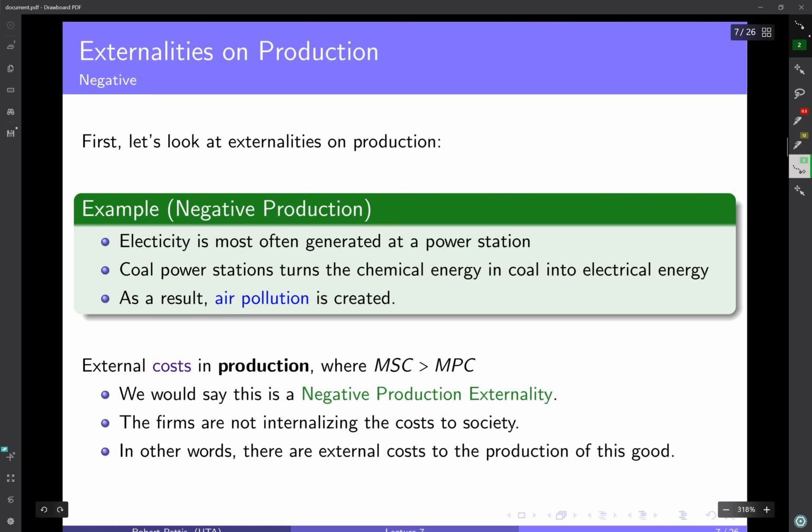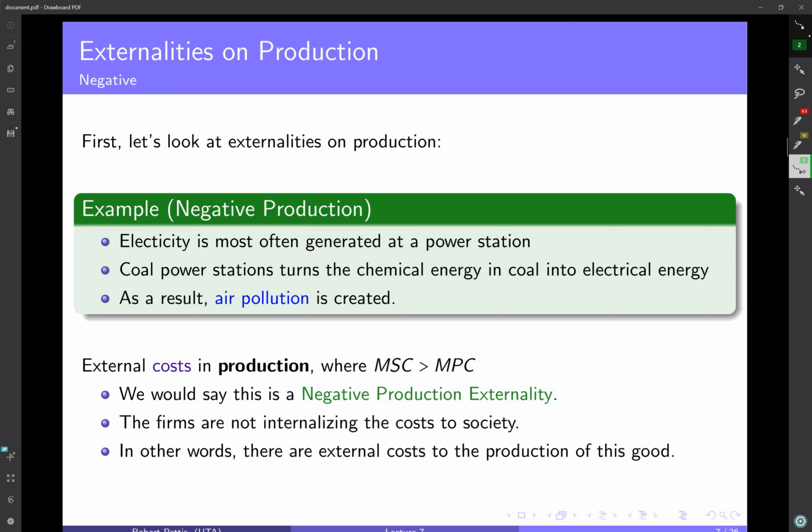Alright, so in this video, we're going to go over the different types of production externalities. We're going to start with what's called a negative production externality. So let's give an example.